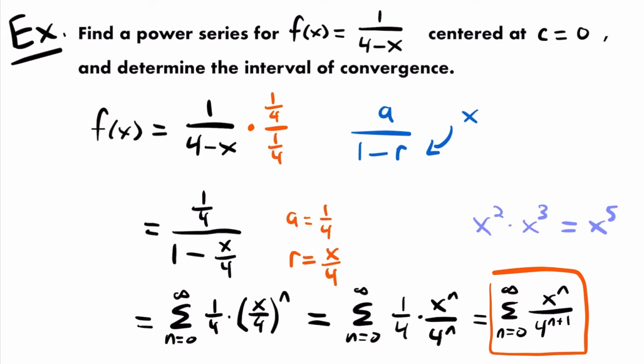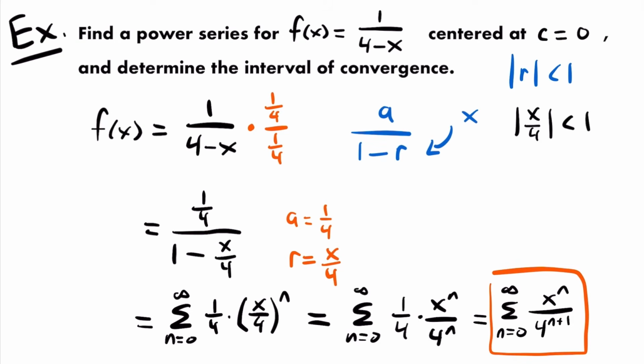So remember, this geometric power series will converge when the absolute value of r is less than 1. And so in this case, r is equal to x divided by 4. So we have the absolute value of x divided by 4 is less than 1. And the absolute value bars only need to be around x, right? They don't need to be around 4 because 4 is always going to be positive. And so if we have the absolute value of x divided by 4 is less than 1, we can multiply both sides by 4 and have that the absolute value of x is less than 4.